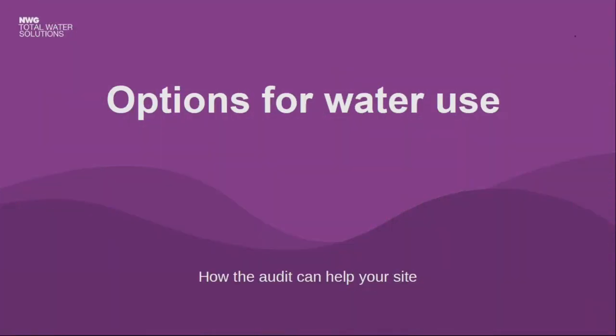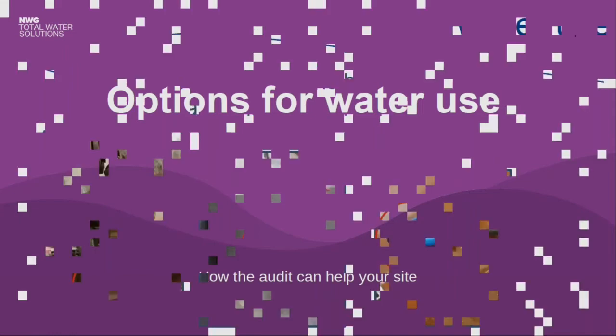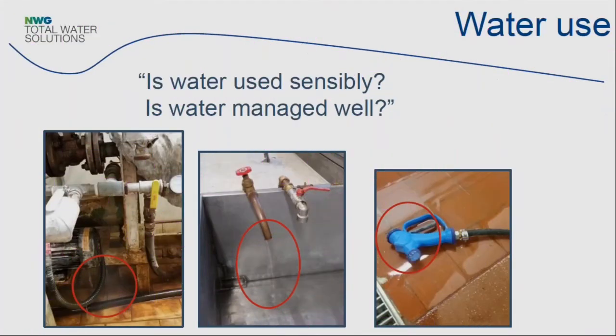So if we move away from trade effluent and move on to water consumption, I've put a couple of photographs here about water use. These are from manufacturing areas, but this is not about effluent, this is about water management. So if we look at the left-hand photograph, ignoring the state of the equipment, which wasn't particularly good, circled within there is a steam leak.